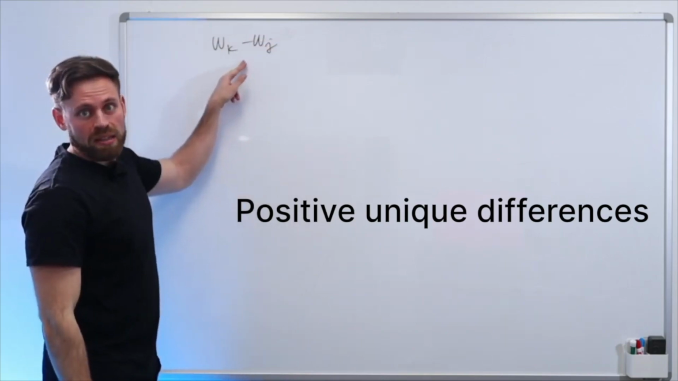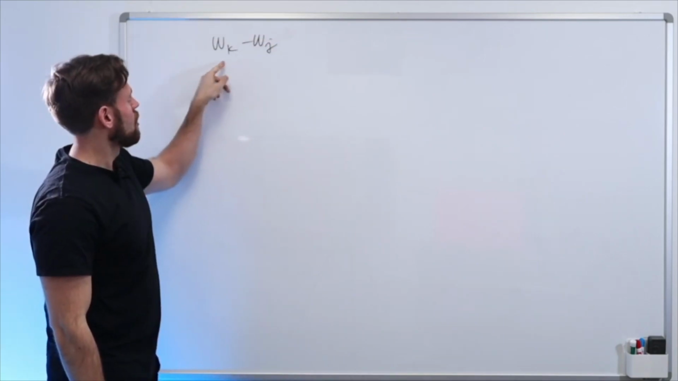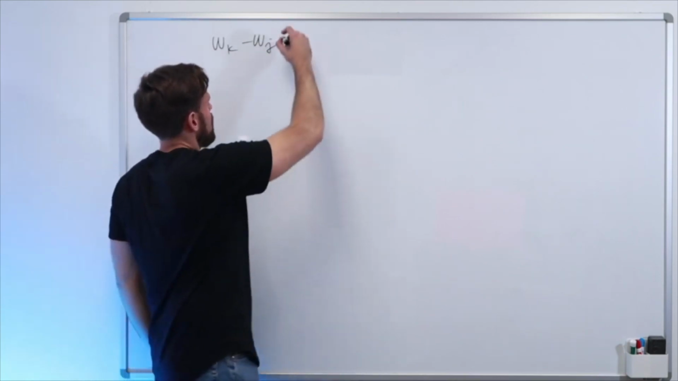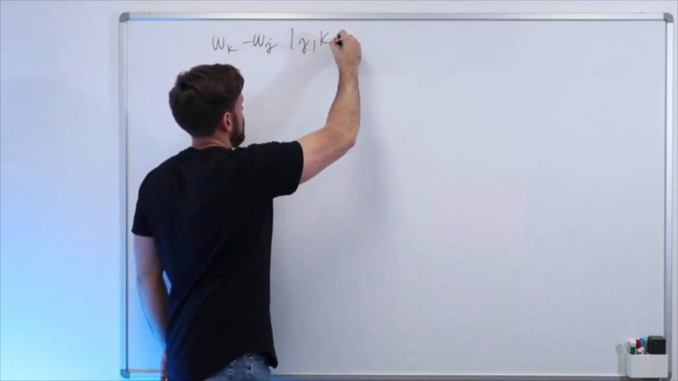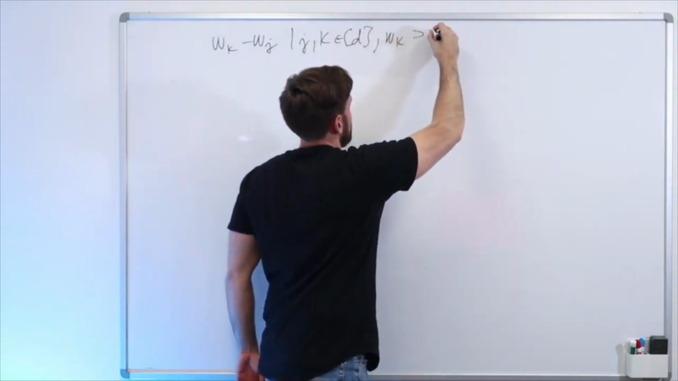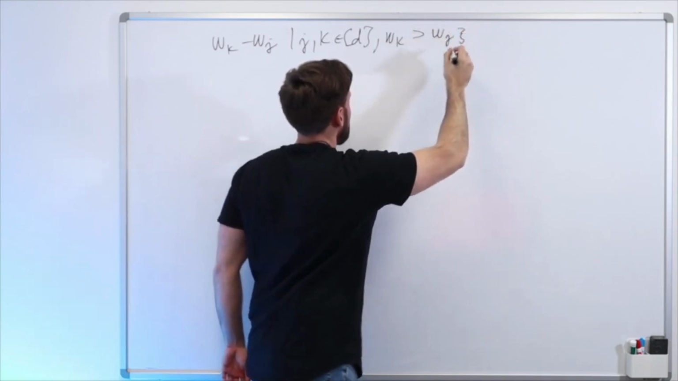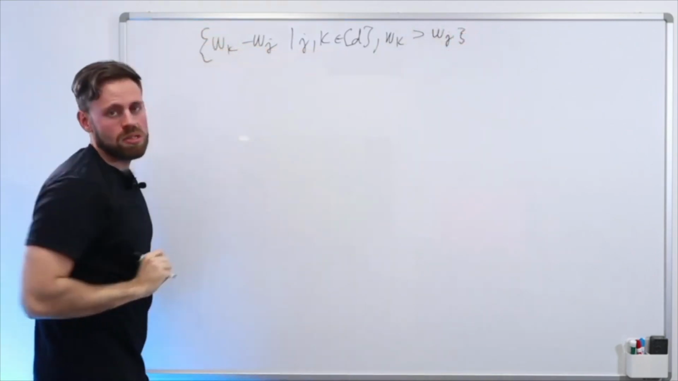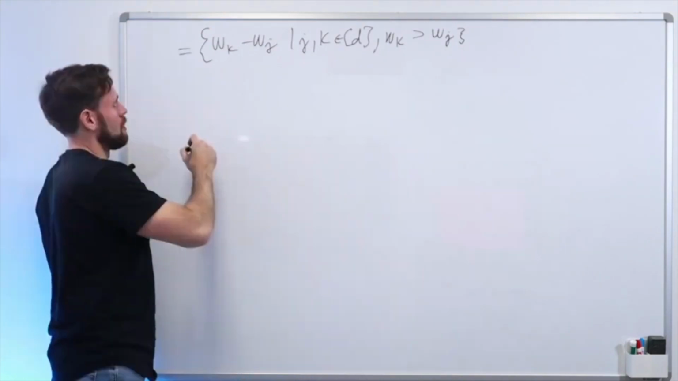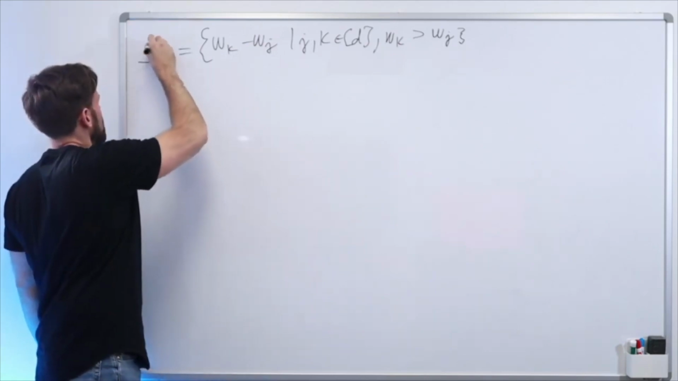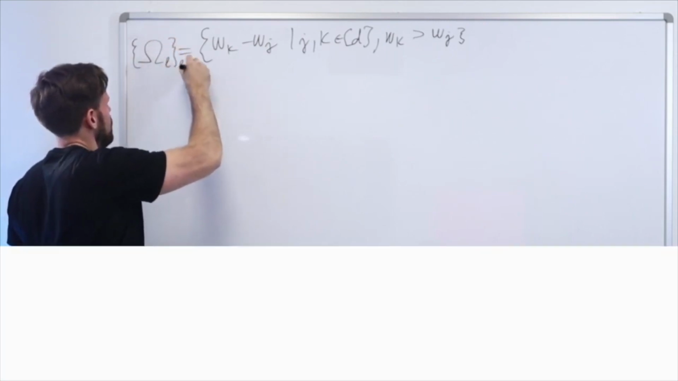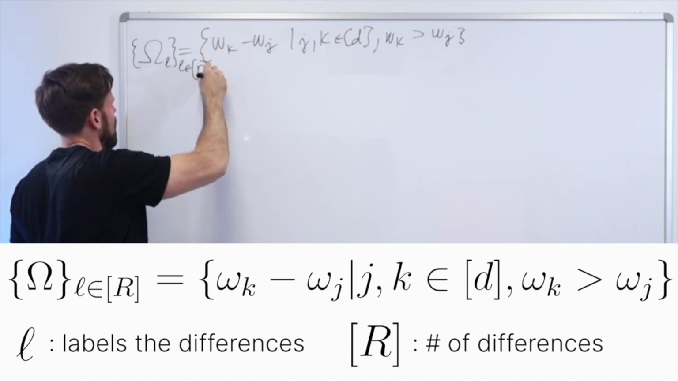What we've seen is that in the x-dependent terms of the expectation value, there will be such differences in the exponents, omega k minus omega j, such that j and k are from the square bracket d, and omega k is going to be bigger than omega j. If we create the set of such differences, we will call this set the set of positive unique differences. Let's denote this set by creating an uppercase omega L values such that L is from the square bracket R set.